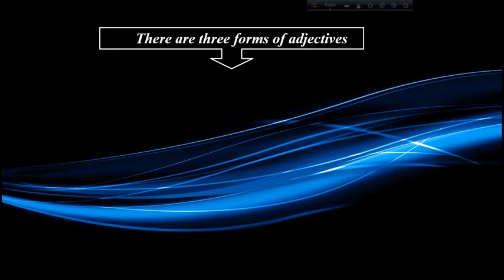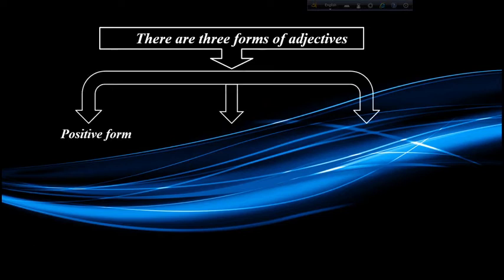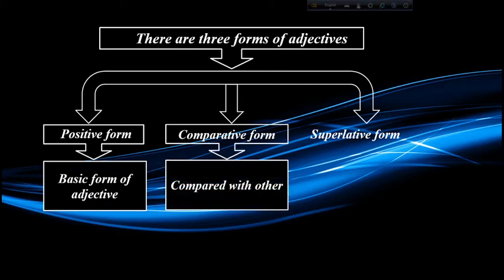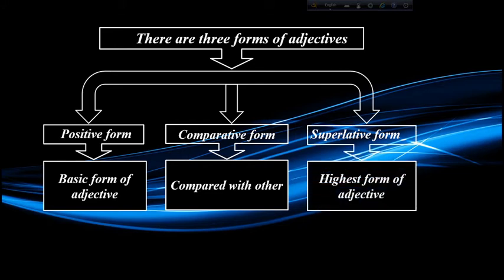There are three forms of adjectives. The first one is the positive form, the second is the comparative form, and the third is the superlative form. Dear learners, the positive form is the basic form of adjectives. The comparative form is formed by comparing with others. The superlative form is the highest form of adjectives. Dear learners, we have now understood the forms of adjectives.